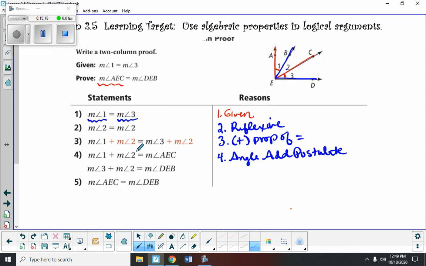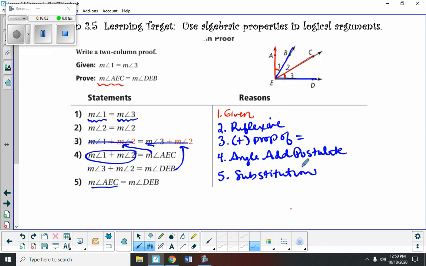Now, let's look at this. This is interesting. Here, the measure of angle 1 plus the measure of angle 2 equals the measure of angle AEC. Well, right here it says measure angle 1 plus measure angle 2. So here's what we do. We can substitute, because the measure of angle AEC is equal to angle 1 plus angle 2. Instead of writing that, you can substitute in the measure of angle AEC, which is what they did right here. And over here, the measure of angle 3 plus the measure of angle 2, what does that equal? It equals the measure of angle DEB. So instead of writing this side, you can substitute in the measure of angle DEB. So in the last step, we used substitution.